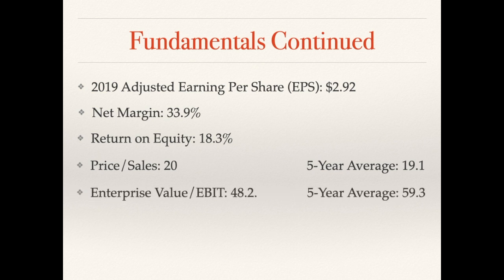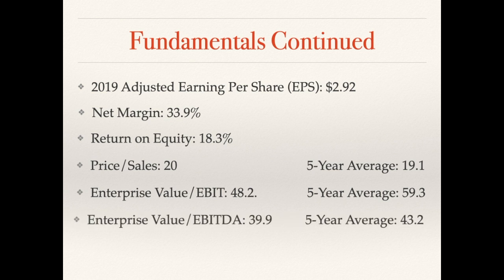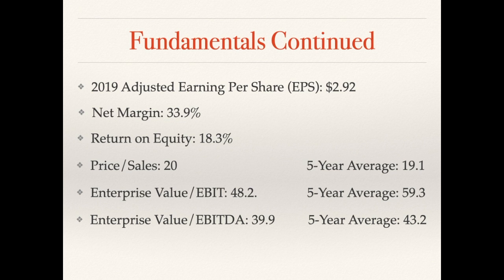Enterprise value by earnings before interest and taxes is 48.2 currently versus the 5-year average of 59.3. So this is a much better rate than the 5-year average. And enterprise value by earnings before interest, tax, depreciation, and amortization is 39.9 versus the 5-year average of 43. So this is very nice, these numbers here. They're high, but that's because the company is growing tremendously. But it's lower than the 5-year average, so that's good news there.